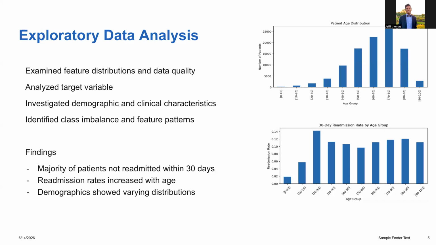Then we also explored demographic and clinical features like age, race, gender, and previous hospital utilizations. One of the trends we observed was that readmission rates generally increased with age and with the number of prior inpatient visits. This analysis informed our feature engineering strategy.